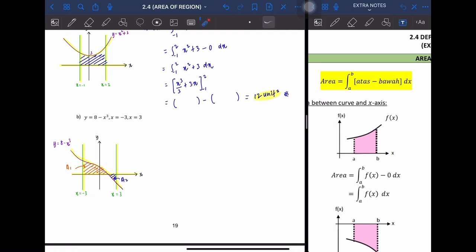Okay, so why saya separatekan? Because notice that yang ni kita akan pakai formula atas tolak bawah. Kenapa? Sebab limit dia kita nampak daripada negatif 3 sampai 3 kan. So this is value of x. So we're going to use the x.